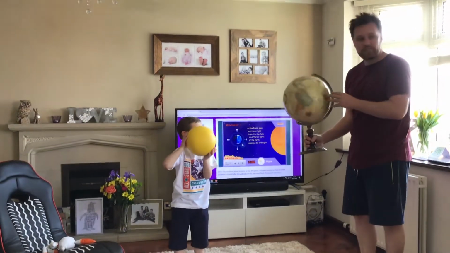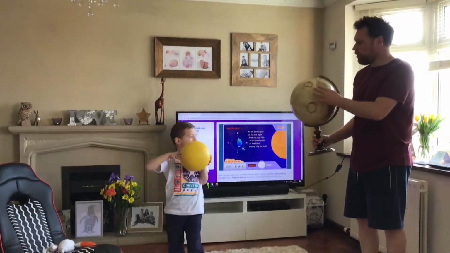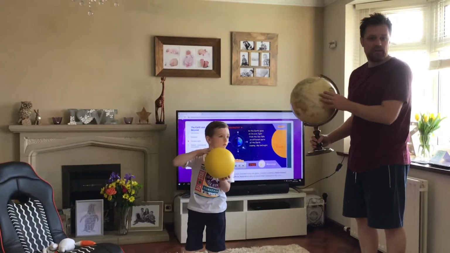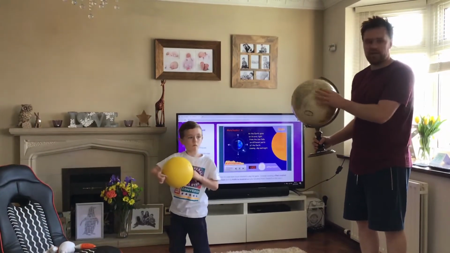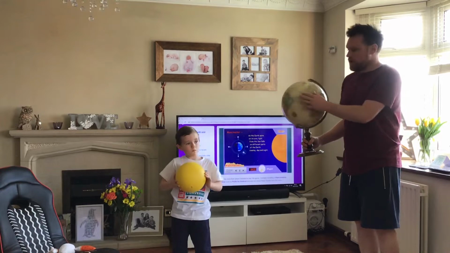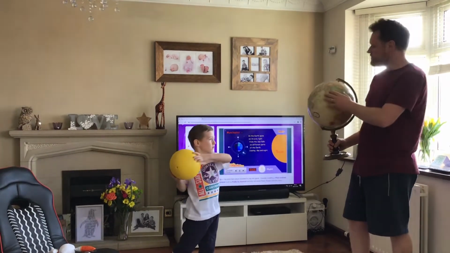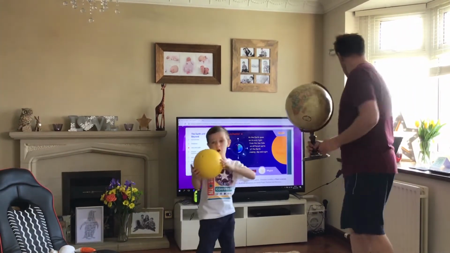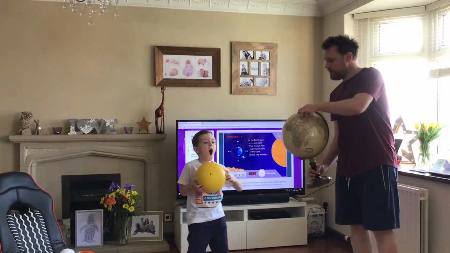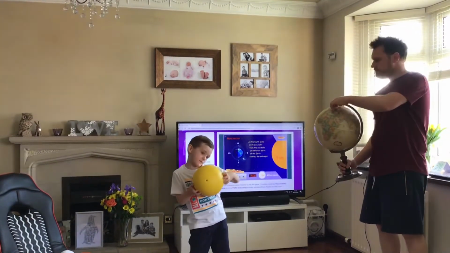But as well as that, it's spinning on its axis. One spin is every day. Okay, so 2 spins 2 days, 3 spins 3 days. So here we are at the world there, and Finn is the Sun. He's very yarny today.